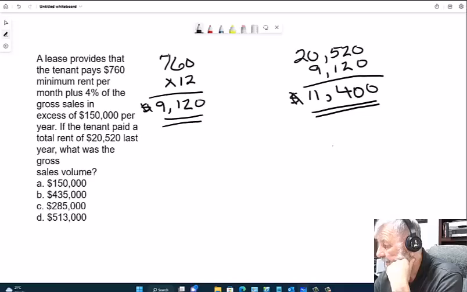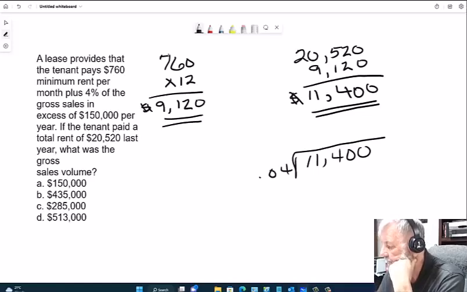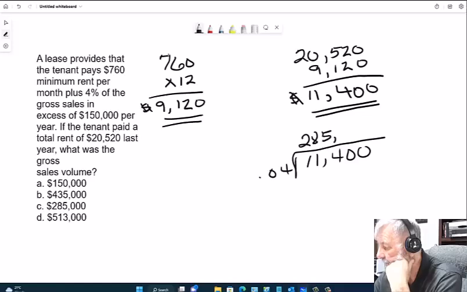So now we've got to figure out, okay, we know this is 4% over anything over 150,000. So we got to take 11,400 and divide that by 0.04. 11,400 divided by 4% is 285,000 even.